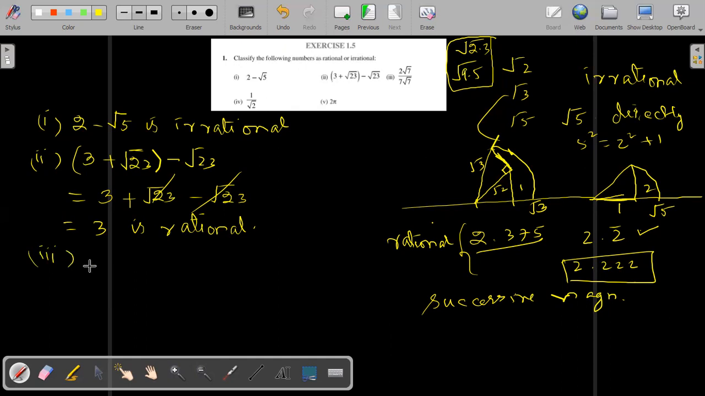question is, now again third question, 2 root 7 upon 7 root 7. No, you cannot write directly, because root 7 will cancel. This will become 2 by 7. P by Q is a rational number. So this is also a rational number. Okay, are you getting?